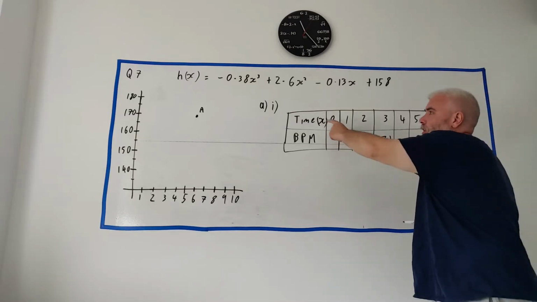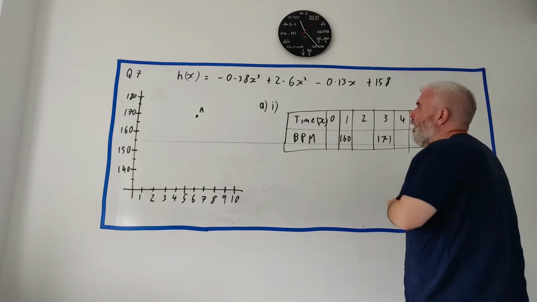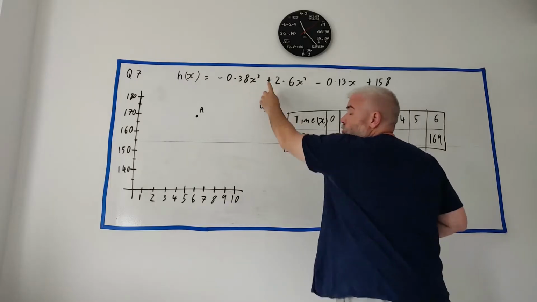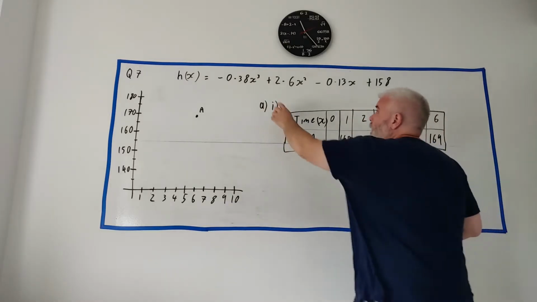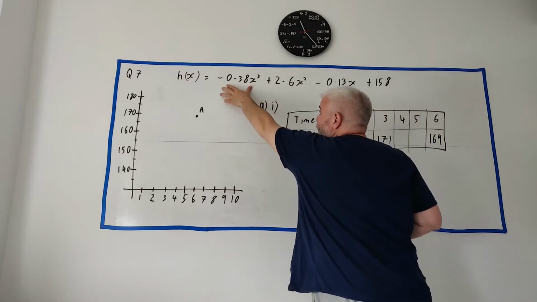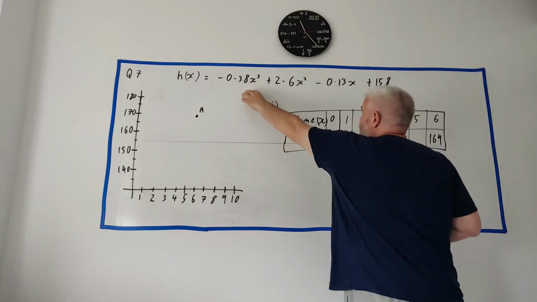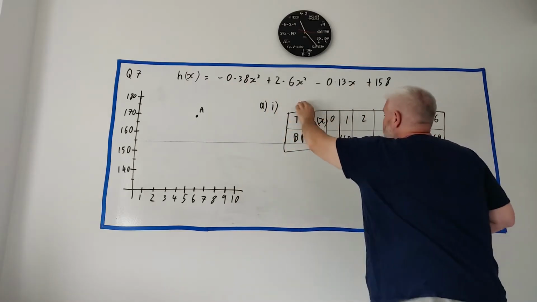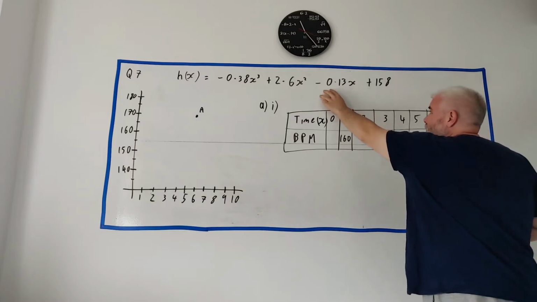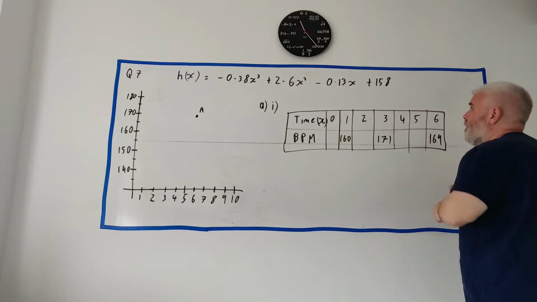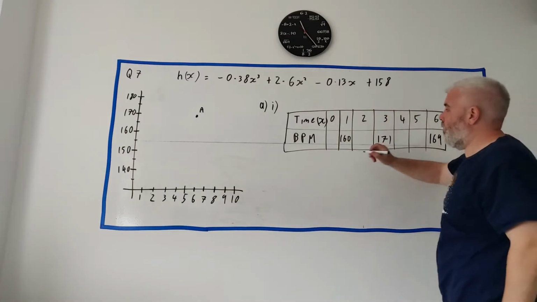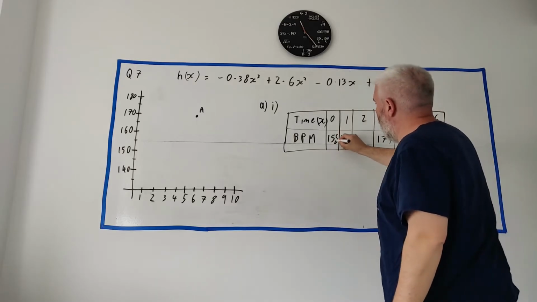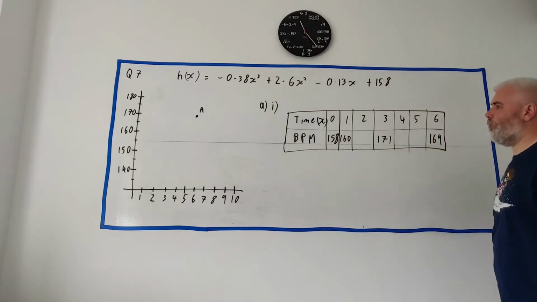We can put 0 in. 0 we can actually do in our head. 0 to the power of 3 is still 0. 0 multiplied by anything is 0, so that's all 0. Again here, it's all 0. 0 times anything is all 0. So we're actually just left with plus 158. So 158 goes in there.